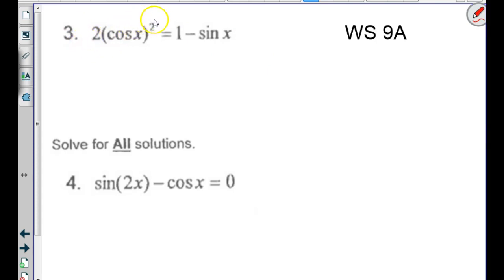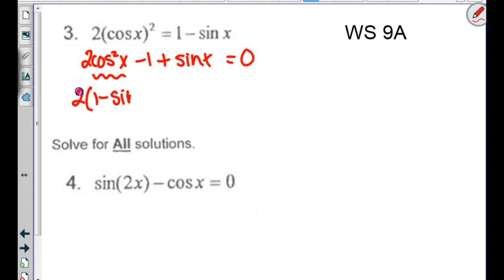But what can you trade? If you have a cosine squared and a sine, you're going to kind of be in trouble. Even if you made it 2 cosine squared minus 1 plus sine x, you can't factor anything out. So you're going to have to use a trade. And the directions would say use a trade or something. What could you trade cosine squared for? Yes, 1 minus sine squared. And then there was still a minus 1 plus sine x.